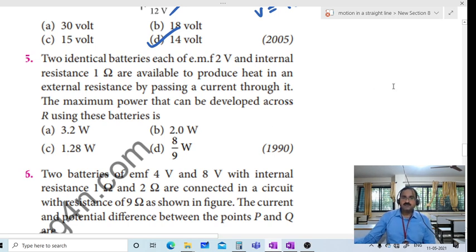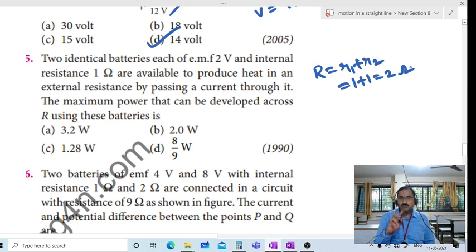This is a similar model; we already told you the maximum power concept. Two identical batteries, each of EMF 2 volt and internal resistance 1 ohm. Indirectly, what about the external resistance? It is the sum of the internal resistances, R equal to R1 plus R2, each being 1, so the internal resistance values total 2. When external resistance is equal to the sum of the internal resistances, we get the maximum power.